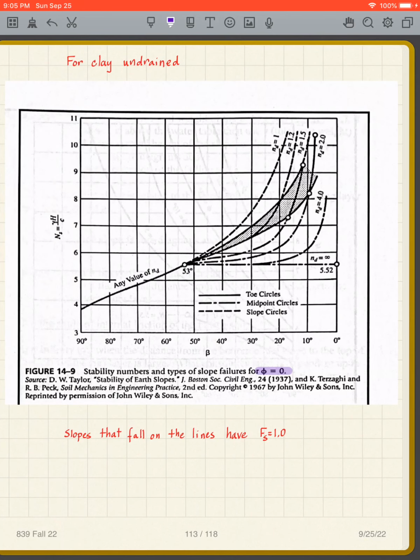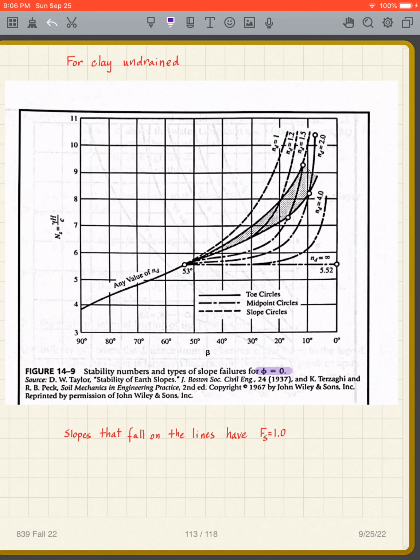Here's the chart, and what do we have? We have these small NDs here, and this is our NS. So we're going to use those in the chart. This is the beta, our slope angle. And this is for soils with phi equals 0.